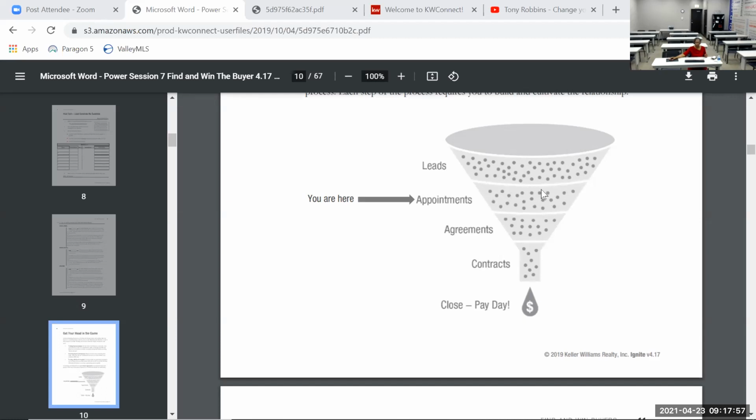Once you have the appointment, you want to close to get the buyer's agency agreement signed. Everybody that you have an appointment with is not going to sign that buyer agency agreement. So now we're in the lower part of the funnel where you have your agreements. Then everybody that signs an agreement does not immediately go under contract. And then once you have everybody under contract, everybody does not immediately close. So that's why the funnel is the way it is.